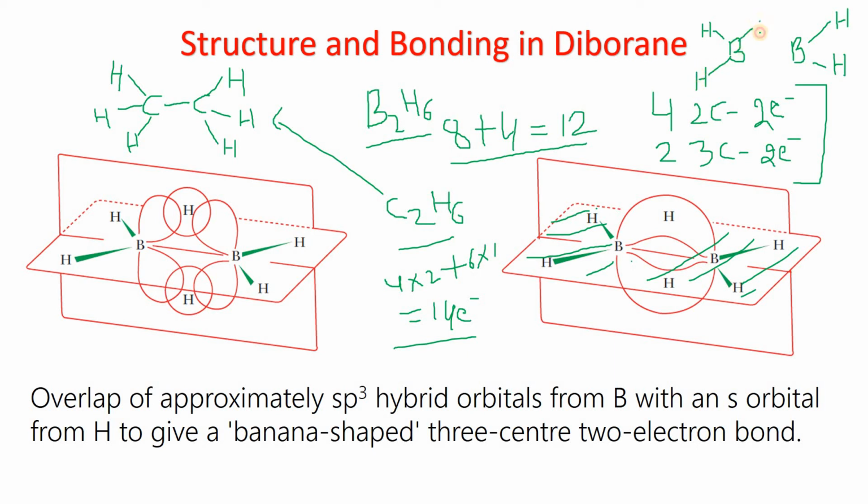And 2 hydrogen are like this. The experimental structure is like this. By using the theory or concept of hybridization, there is hydrogen, we can explain the structure of the diborane in the terms of 3 center 2 electron bond and the conventional 2 center 2 electron bonds.